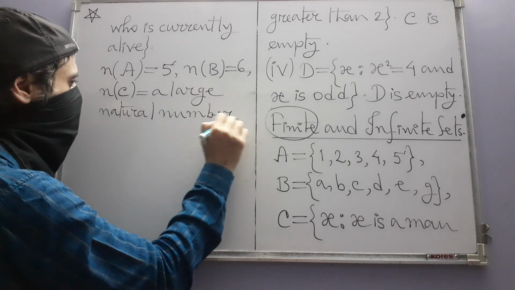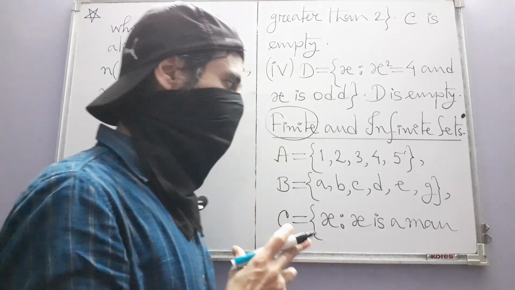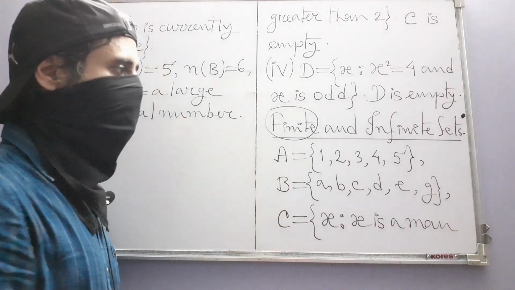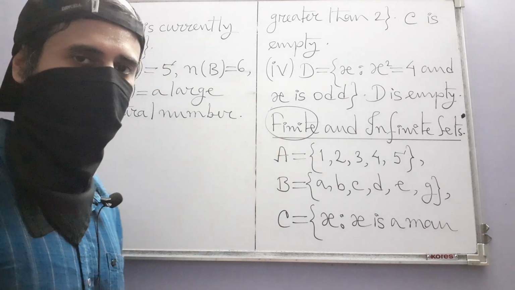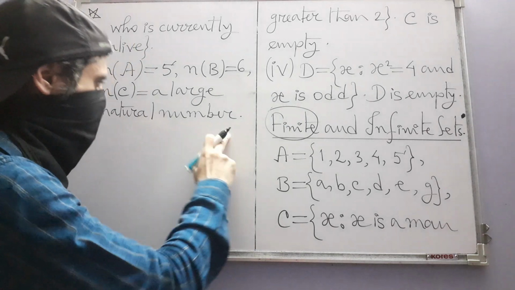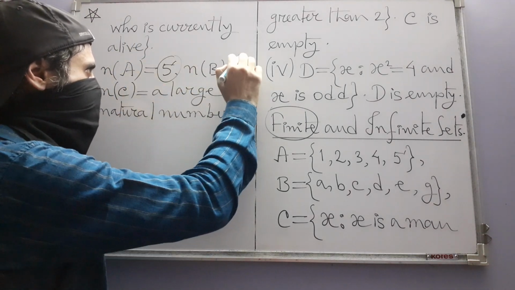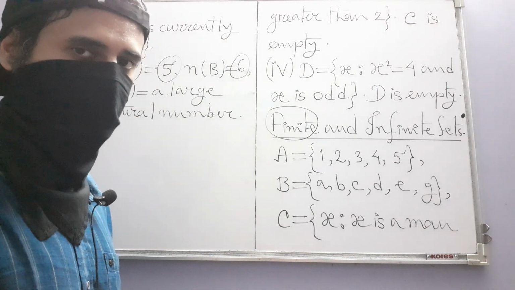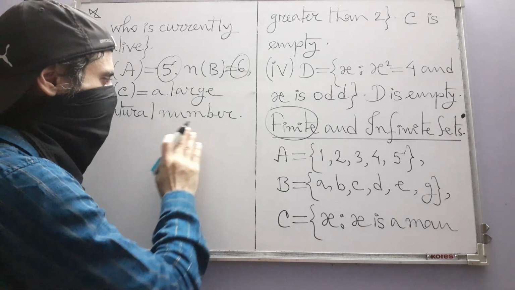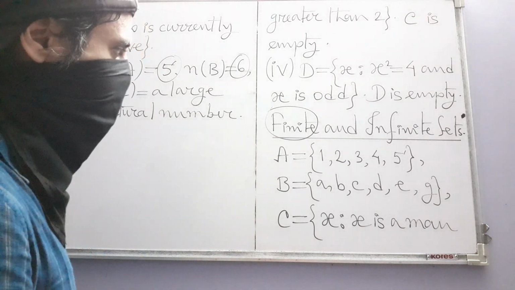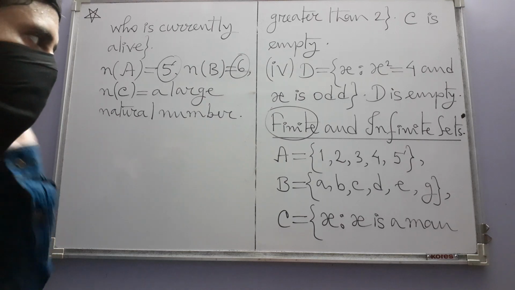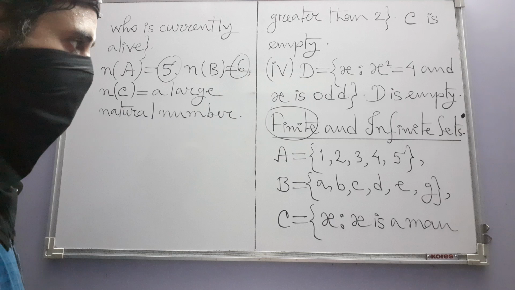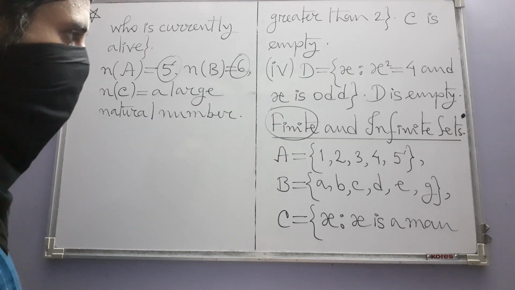A set will be called a finite set if the number of elements in that set, determined by this counting process, is a natural number. 5 is a natural number, 6 is a natural number, and like that this is also some natural number. We don't know what it is, but that does not matter. What matters is that it is a natural number. So such sets are called finite sets. And if a set is not finite, then it's called an infinite set.